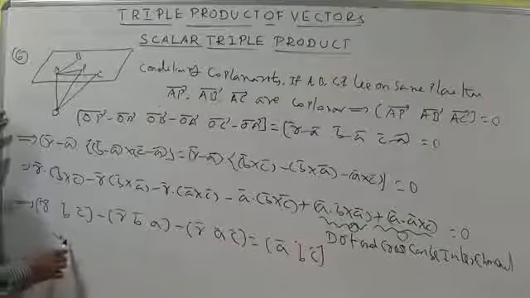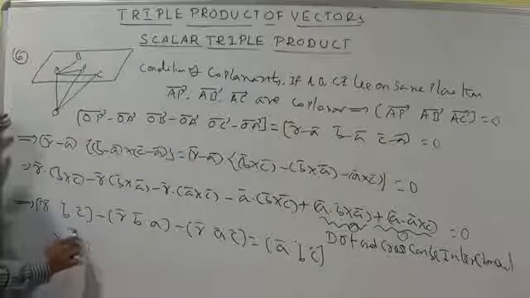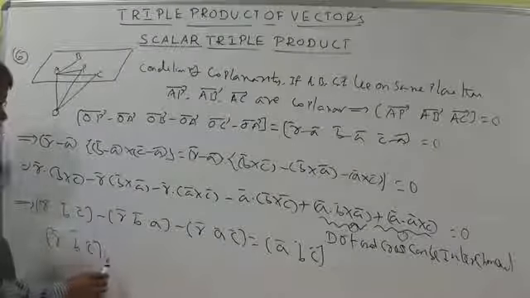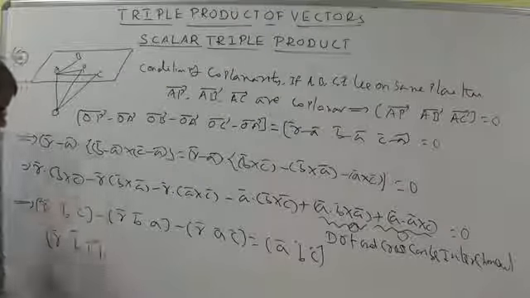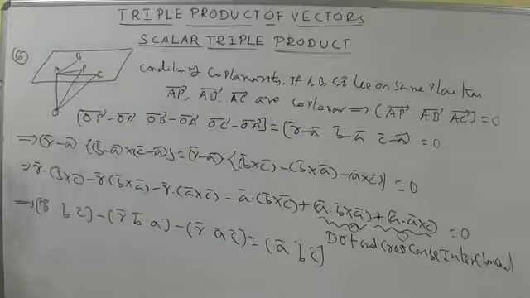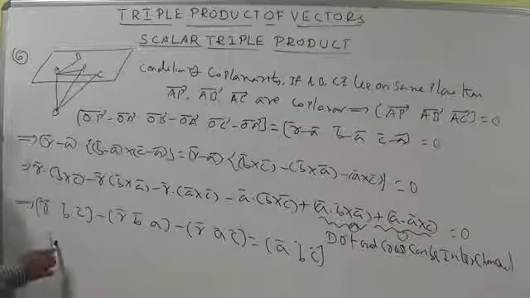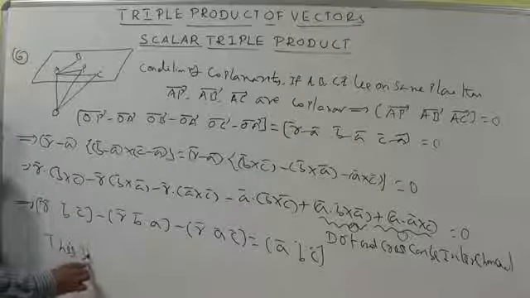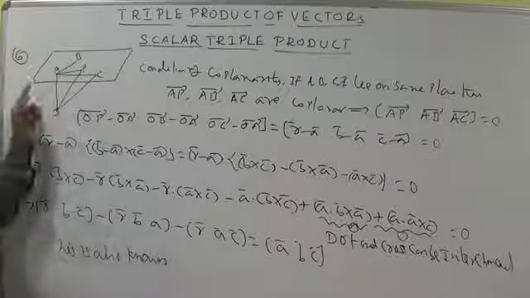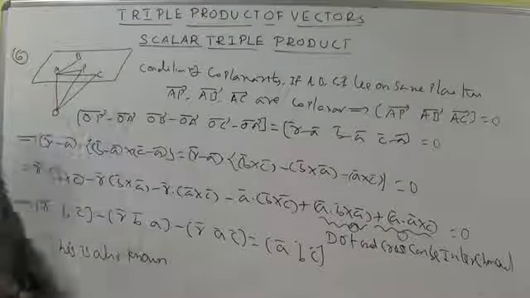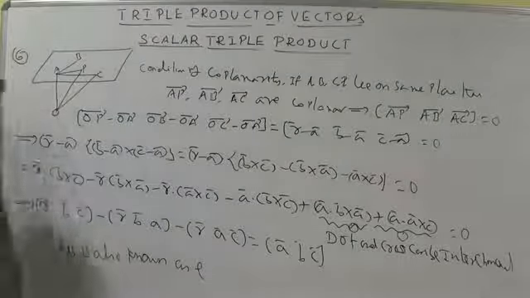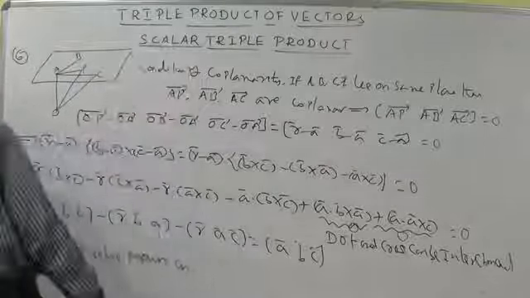And RBC, you can write here box RBC. Better to leave it like this because R is there. So leave this one. This is also known as the equation of plane passing through 3 points. This is the condition of coplanarity, and this is the equation of plane we have to find out because AB, AC are coplanar. This is also known as the vector equation of plane.